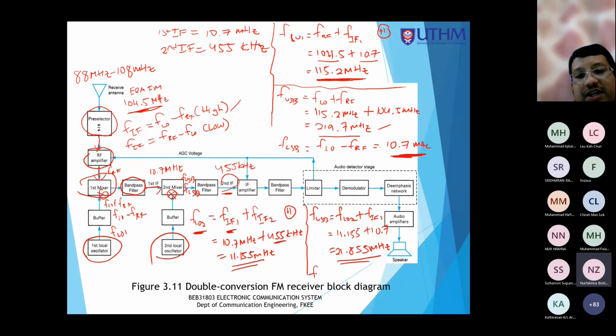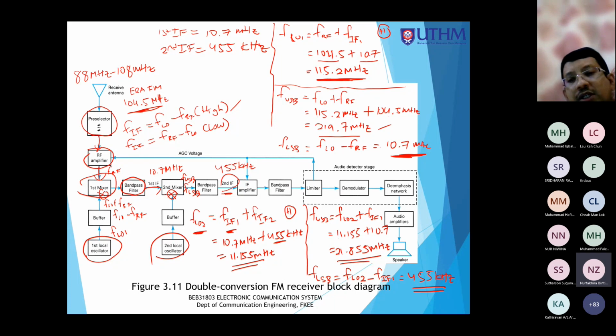What about the lower sideband? FLSB, the lower sideband, would be FLO2 minus FIF1, which is equal to 455 kilohertz.